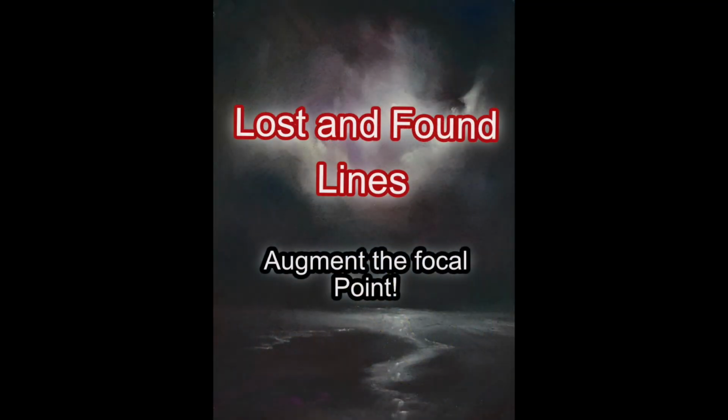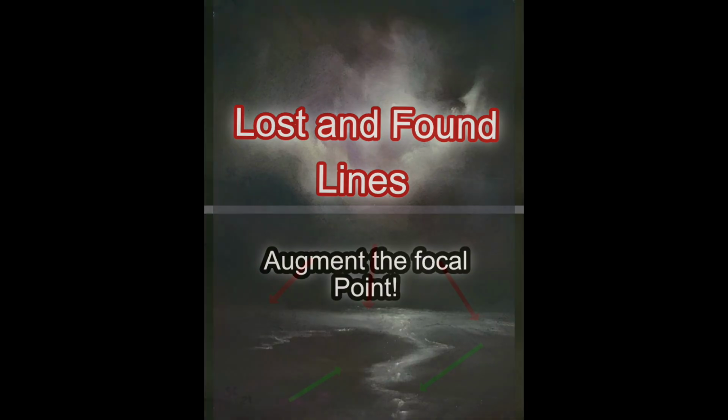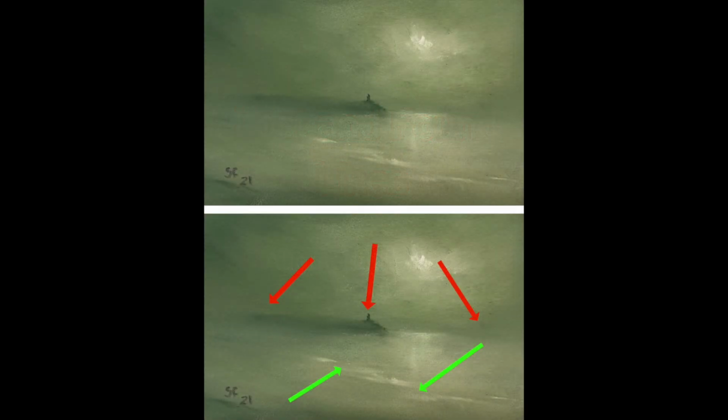The next thing I thought I'd have a look at is the use of lost and found lines to augment a focal point. This piece here is called Winter Light, and it's quite similar to a piece I've done recently called Beach Light. Now, if you look at the waves in the front there on this very tranquil beach scene, highlighted in green with the green arrows, you'll see there's lots of lost and found lines, and these add interest to the piece. But the key thing I want to show you here is the focal point, which is the lighthouse in the distance.